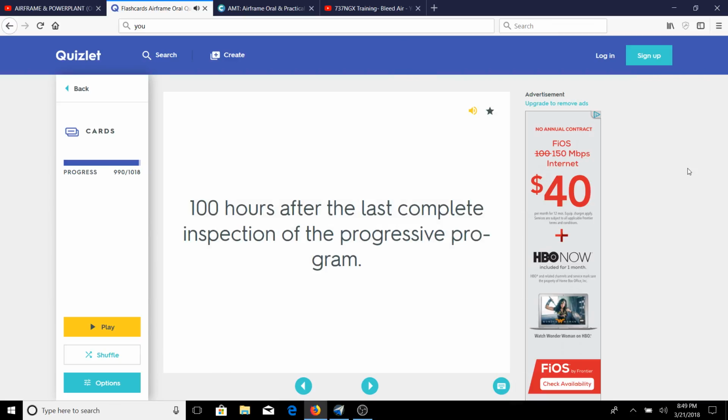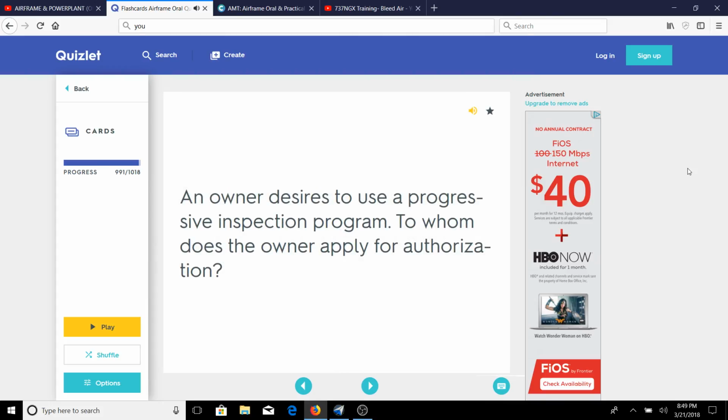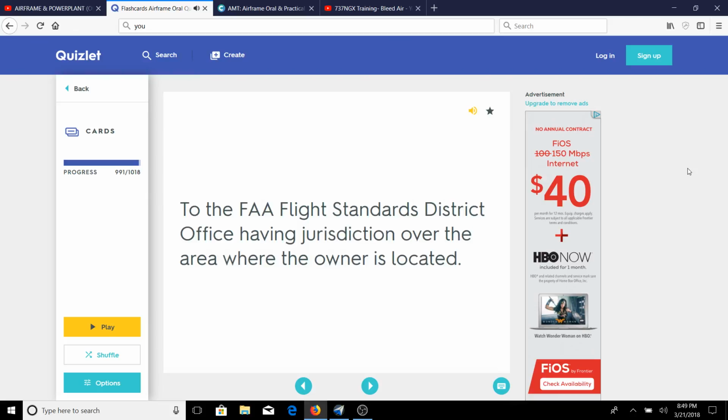100 hours after the last complete inspection of the progressive program. An owner desires to use a progressive inspection program. To whom does the owner apply for authorization? To the FAA Flight Standards District Office having jurisdiction over the area where the owner is located.